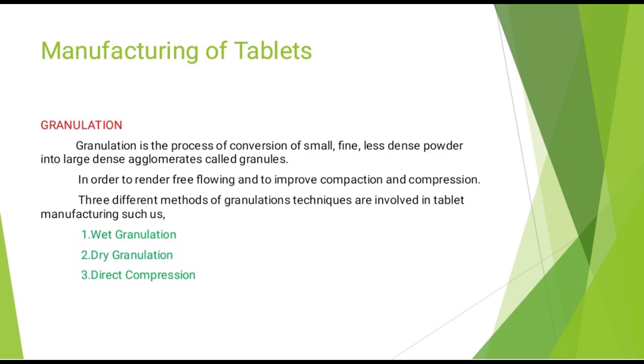Today I am going to teach about manufacturing of tablets. First, granulation. Granulation is the process of conversion of small, fine, less dense powder into large, dense agglomerates called granules, in order to render free flowing and to improve compaction and compression. There are three different methods of granulation techniques involved in tablet manufacturing, such as wet granulation, dry granulation and direct compression method.